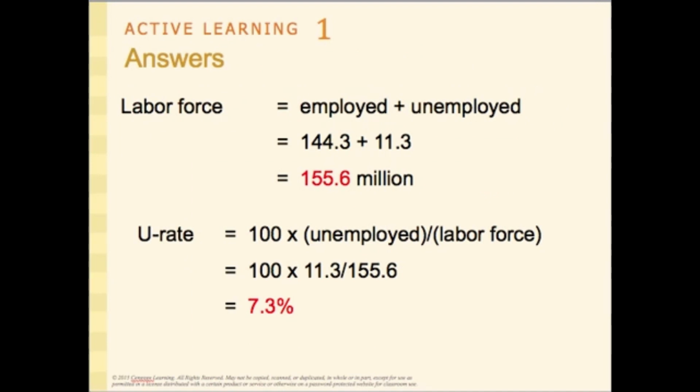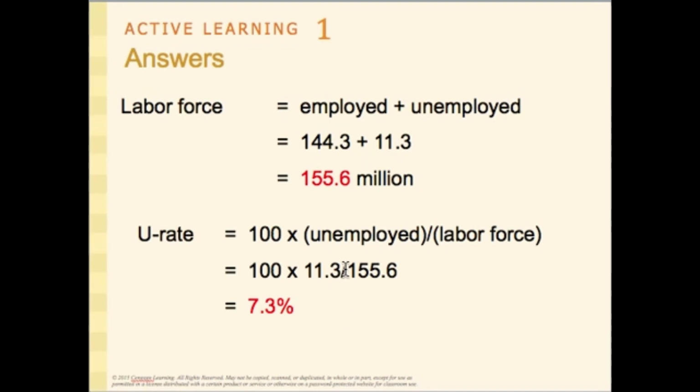Well, here are your answers. To get labor force, you simply add the employed plus the unemployed, and you get 144.3 plus 11.3, and you get 155.6. So you have 155.6 million workers in the labor force. That's the employed plus the unemployed. It doesn't include the folks who don't want to work. The unemployment rate is simply the number of unemployed divided by the labor force multiplied by 100 for a percentage term, so you can get a whole percentage term here.